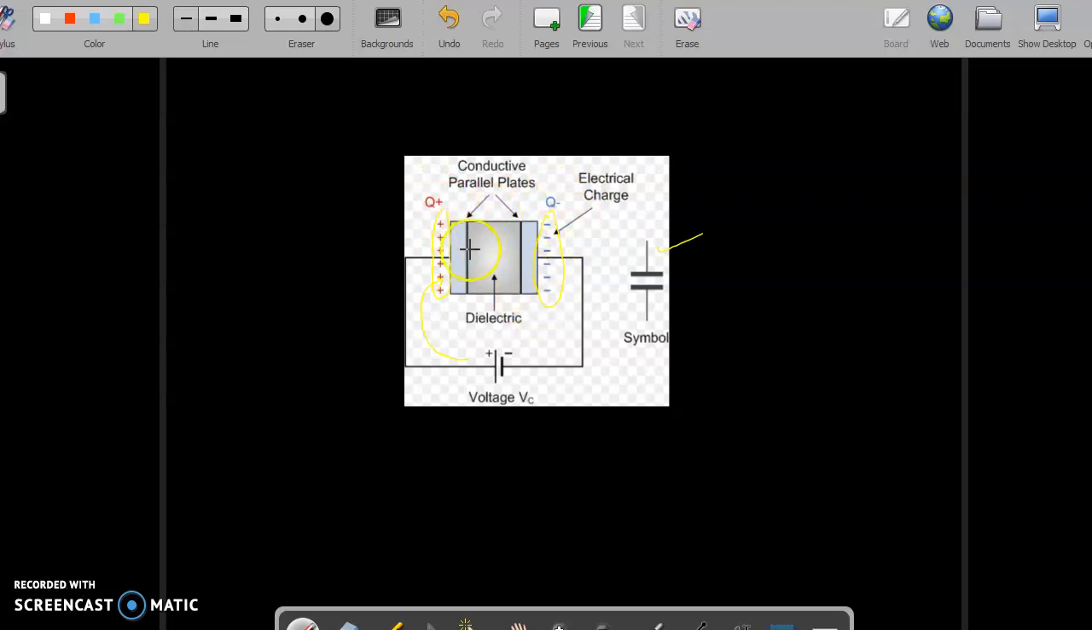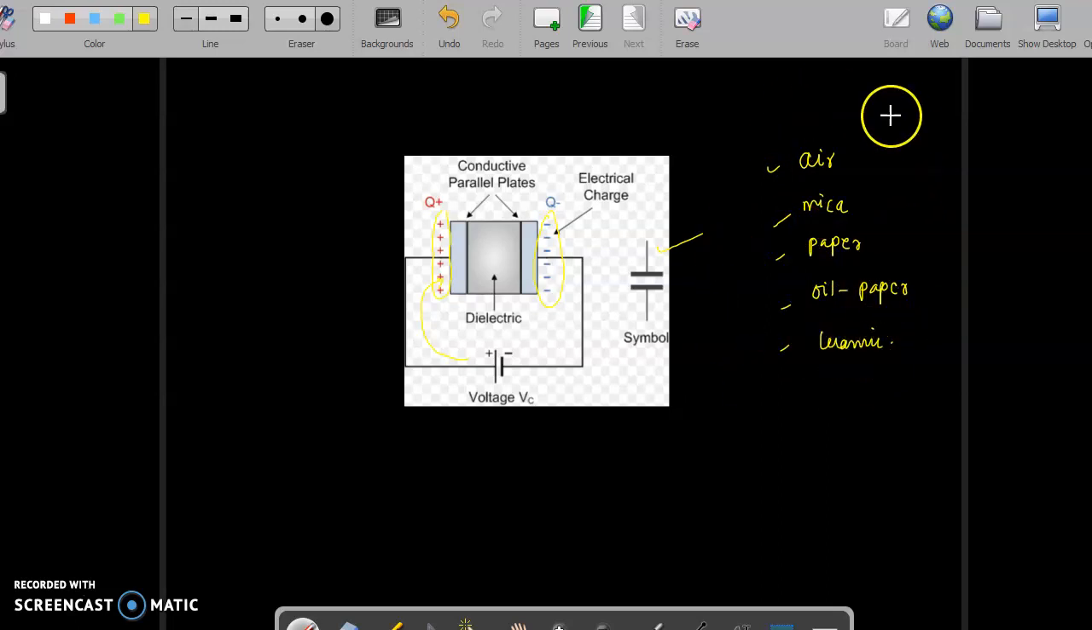We can see that there is a dielectric medium between the plates. The dielectric medium is of many types. Air is an example of a dielectric medium. It may be mica, paper, or oil impregnated paper, and ceramic. So there are different types of dielectric materials we can select.